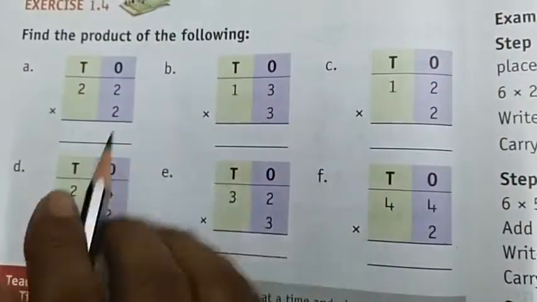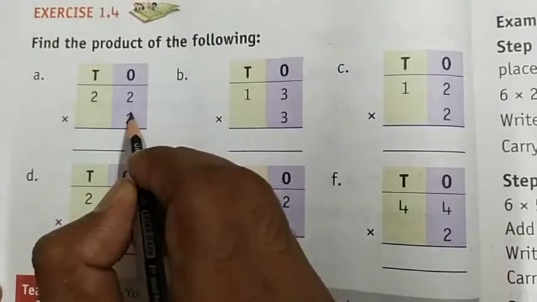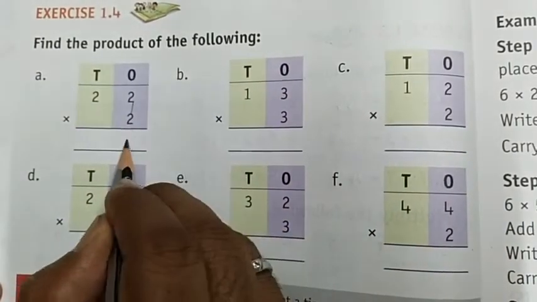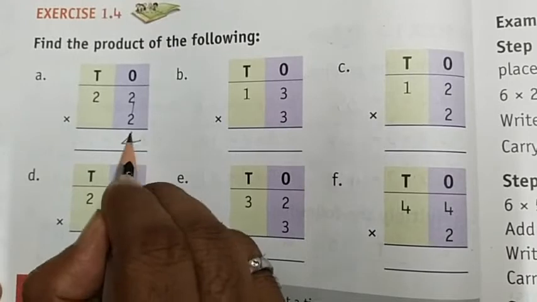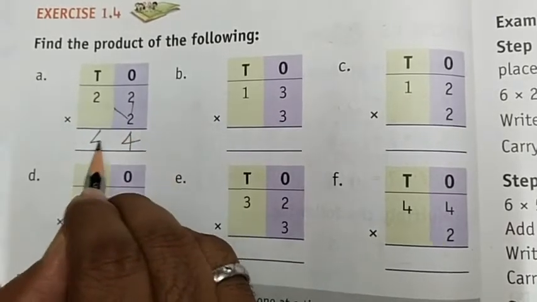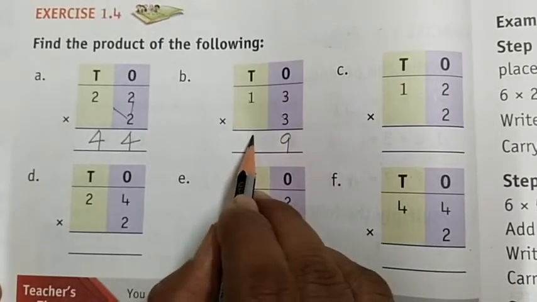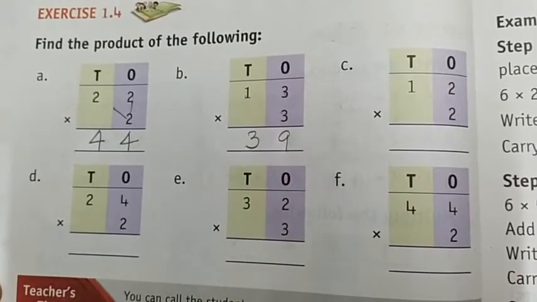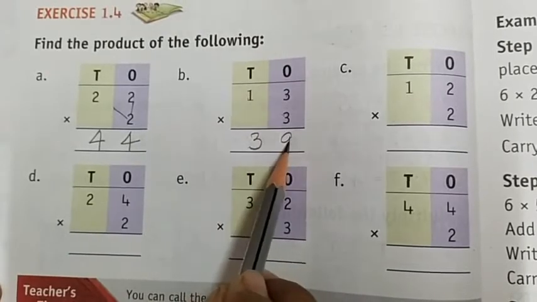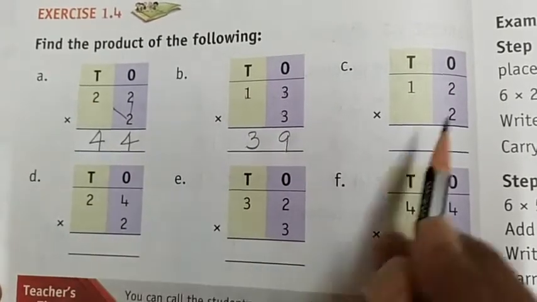Right? So exercise number 1.4. Now 2 2s are 4. First, you have to multiply with this. 2 2s are 4. Then, 2 2s are 4 again. 3 3s are 9. 3 1s are 3. Right? Like this, just simply. 13 into 3 is 39. 22 into 2 is 44.